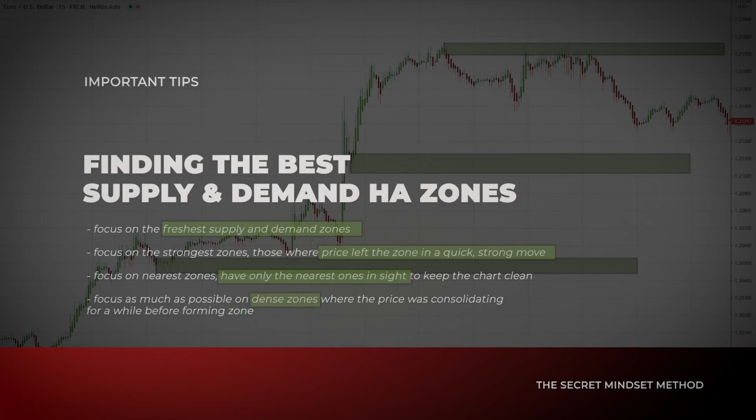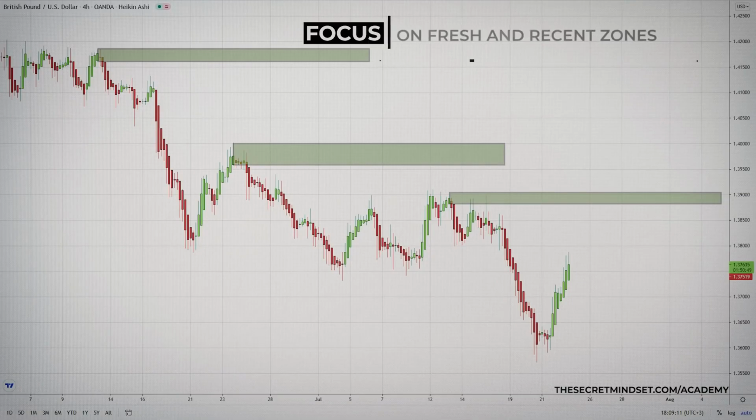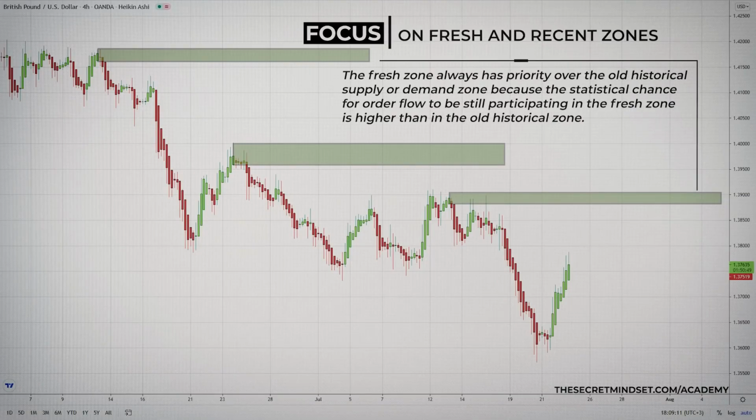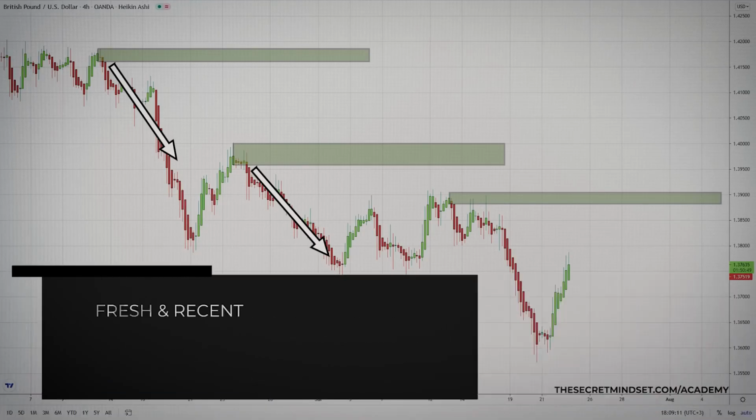And focus as much as possible on dense zones, where the price was consolidating for a while before forming the zone. The fresh zone always has priority over the old historical supply and demand zone, because the statistical chance for the order flow to still be participating in the fresh zone is higher than in the old historical zone. As time passes, traders will slowly liquidate positions. That is a fact. Thus, the fresher the zone, the more focus the trader should put on it.